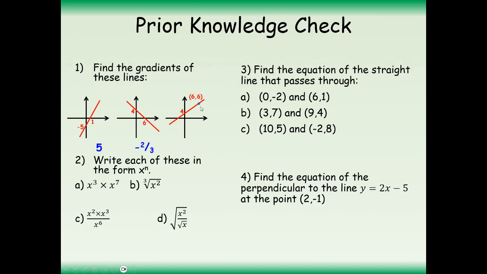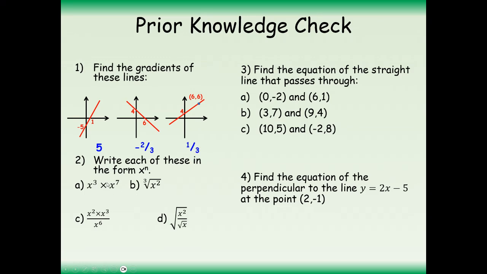For the next one, you draw yourself a little right angle triangle. It looks like we are going across by 6 units and up by 2 units, so 2 over 6 is 1/3.